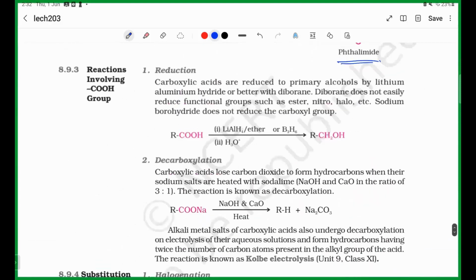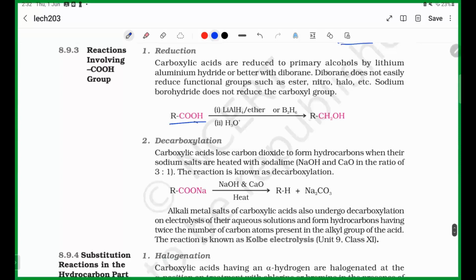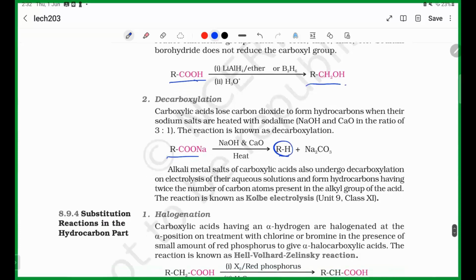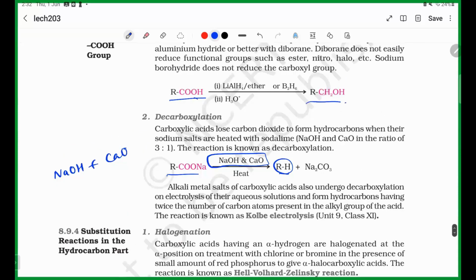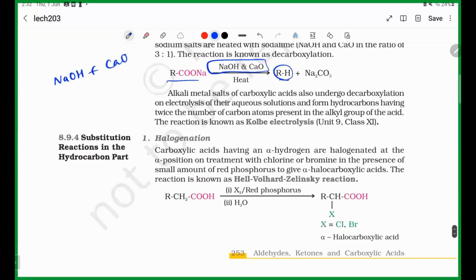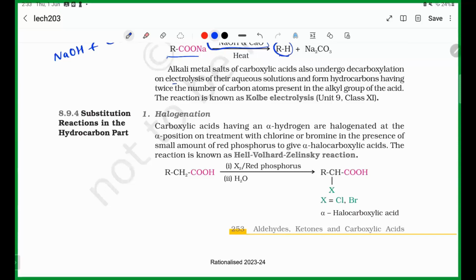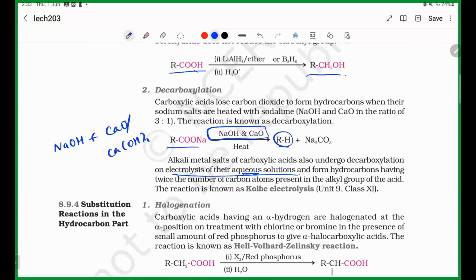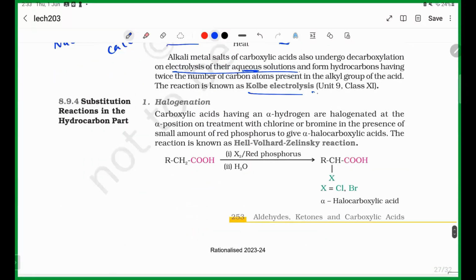So then again, you have reduction reactions. You can reduce an acid to an alcohol. You can reduce an acid to just an alkane. That is called decarboxylation. Decarboxylation is NaOH plus CaO. We can also write this as Ca(OH)2, but because you're already doing it in the presence of water, because you're doing electrolysis of the aqueous solution, you can use CaO or Ca(OH)2. It doesn't matter. It's called Kolbe electrolysis.